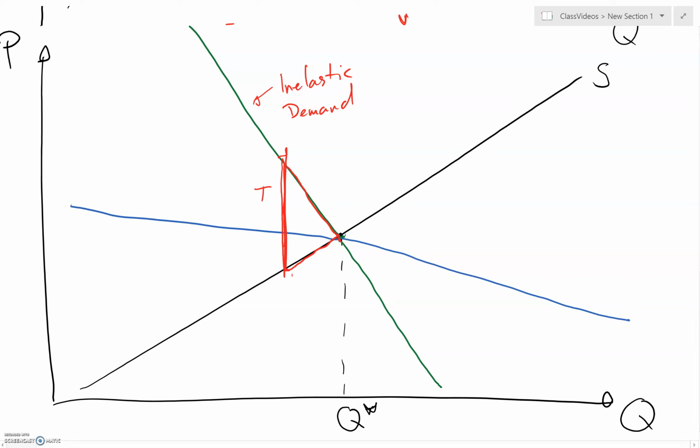Now, if I impose a tax on the market with the relatively elastic demand, then the point where my TV remote just fits between the supply and demand curve for this blue demand curve is over here. So here's another height that's equal to the value of the same tax. And so here we have our other deadweight loss triangle.